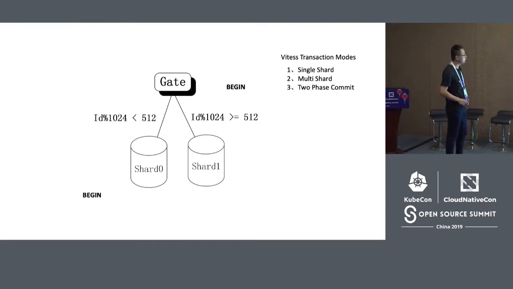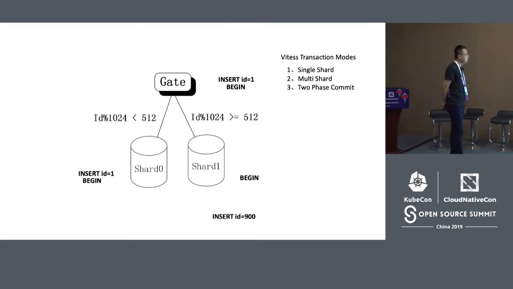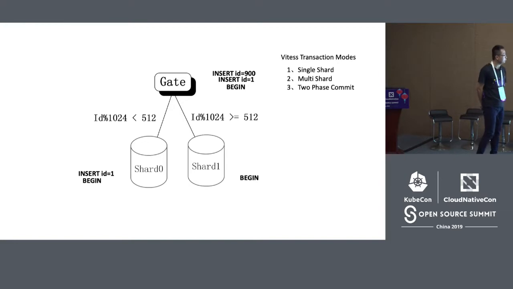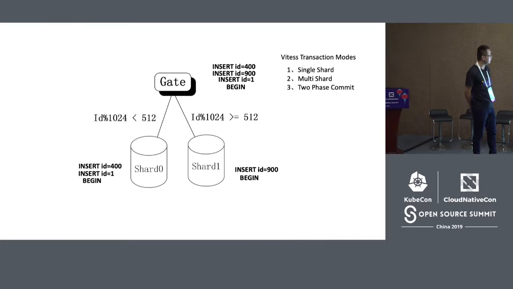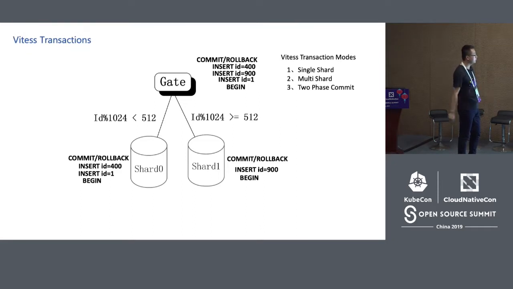And I will also have another terminal, and I will provide a quick verification. So for those with ID less than 512, I will put it in shard 0. If it's 900, it means it's larger than 512, so I will put it in shard 1. If it's 400, because it's less than 512, I will put it into shard 0. And at last, I'm going to do the commit operation. The shard 1 has succeeded in the commit. However, shard 0 maybe has some failover and some abnormality.